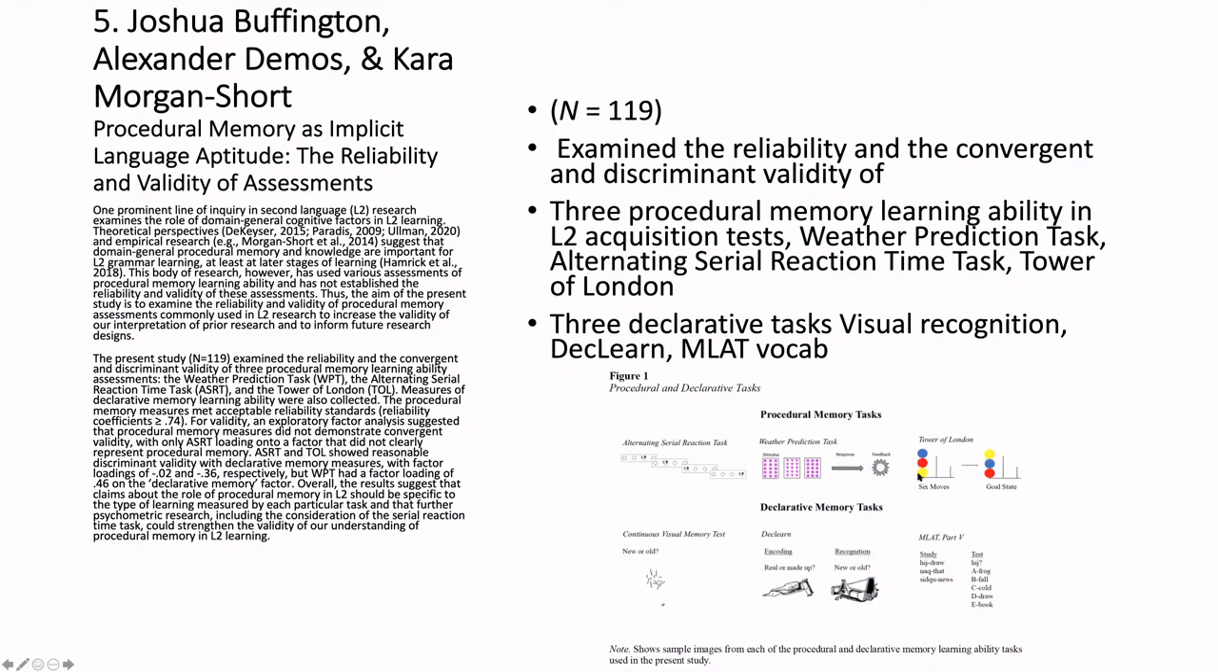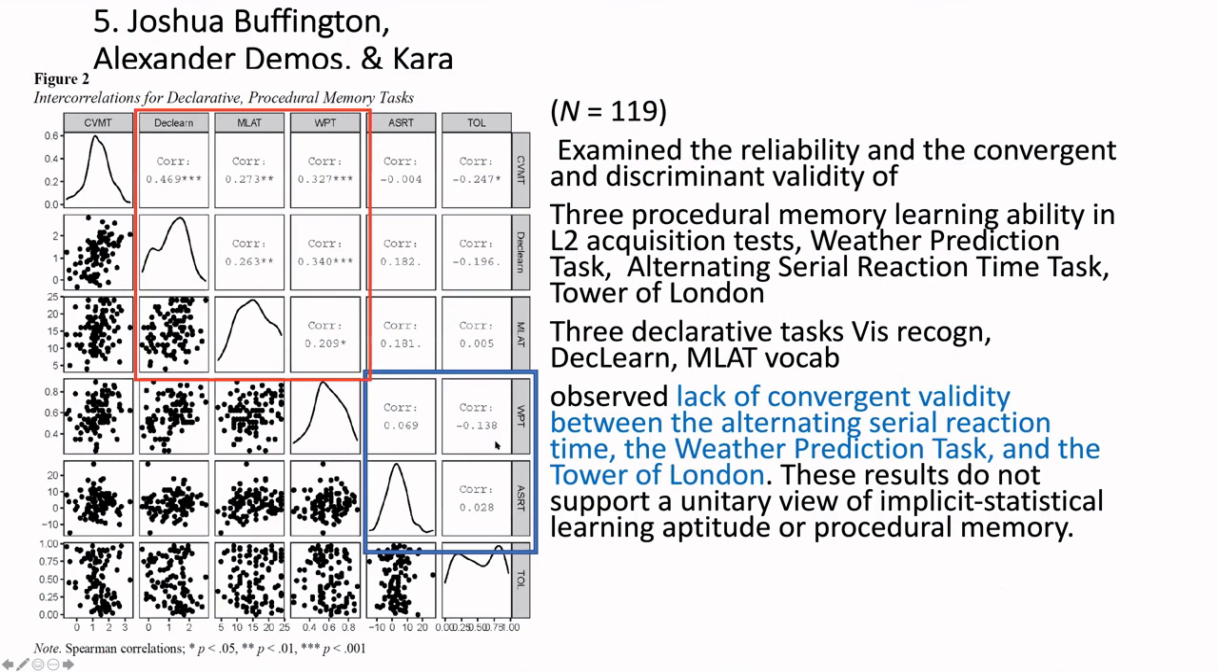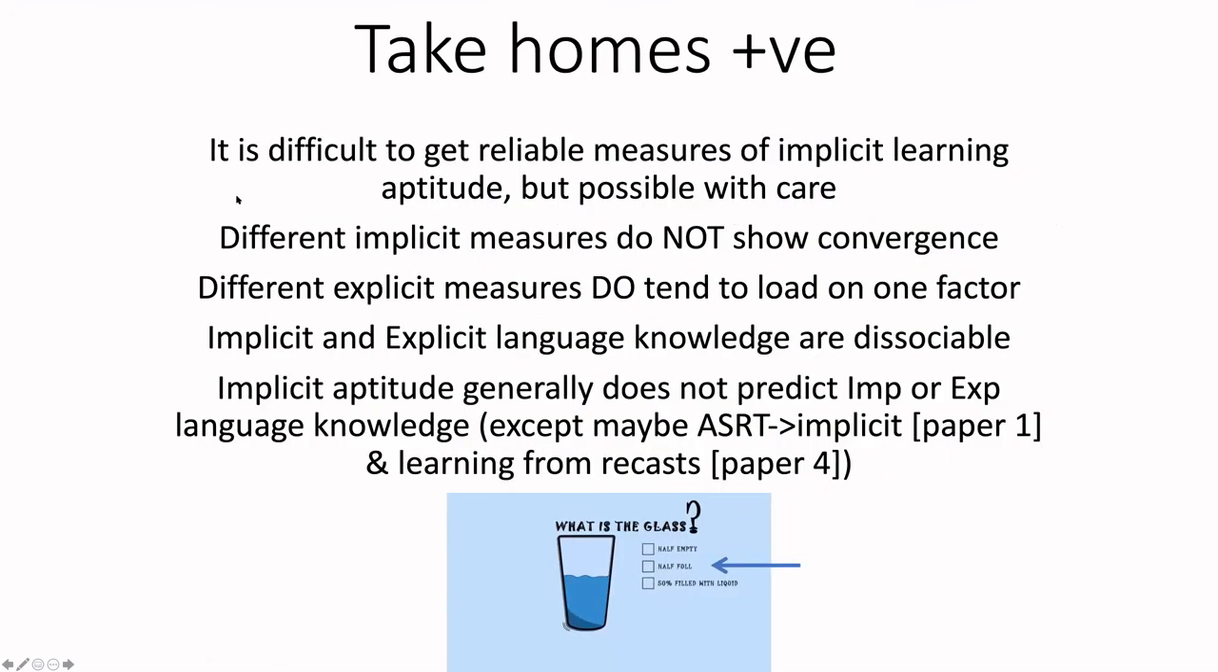procedural memory tasks and 3 different declarative memory tasks. Is there a coherent implicit memory aptitude or procedural memory aptitude? Same old story, lack of convergent validity between the 3 measures. There is not a unitary implicit statistical learning aptitude. And is the patterning of the 4 tests similar? Well, no, 3 of the tests go together. And the weather prediction test loads much more on the explicit tests.